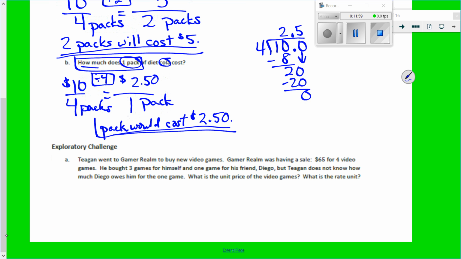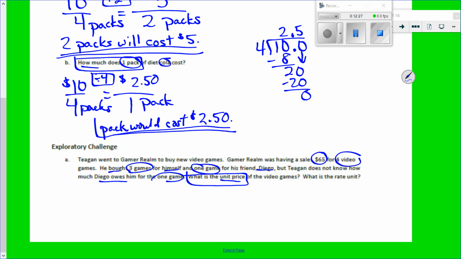Okay, so let's do another one. We'll do this one together just because I feel it's a little more difficult, just to do exploratory. We'll do exploratory on the next page. So Tegan went to Gamer Realm to buy a new video game. Gamer Realm was having a sale. $65 for 4 video games. He bought 3 games for himself and 1 game for his friend Diego. But Tegan does not know how much Diego owes him for that 1 game. What is the unit price of the video game?